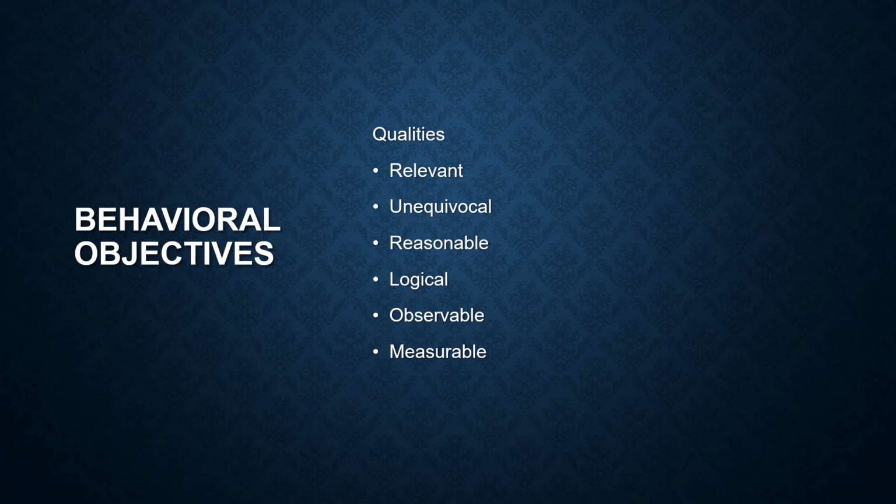Objectives have certain qualities that make them more accurate. They must be relevant to what you are teaching. If you are teaching from the Psalms, knowing the names of the 12 apostles might not be relevant. They must be unequivocal, unmistakable, and explicit, as well as observable and measurable. You cannot measure how a student feels about something. They must be reasonable and logical. As we've studied before, we cannot expect a 4-year-old to understand sanctification.